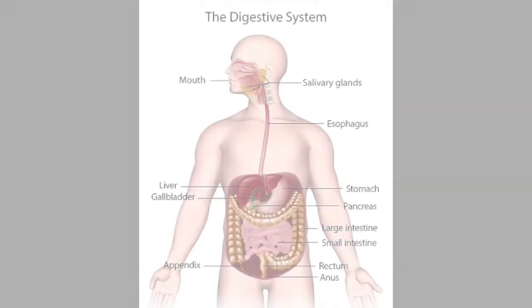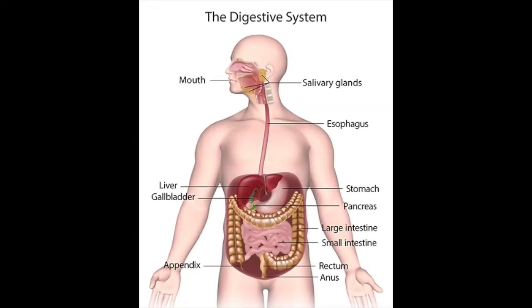The gastrointestinal tract, more commonly referred to as the GI tract, consists of the mouth, esophagus, stomach, small intestine, large intestine, and anus. The liver, gallbladder, and pancreas, combined with the GI tract, constitute the digestive system, a system which is responsible for the ingestion of food, breakdown of food, absorption of nutrients, and excretion of waste.